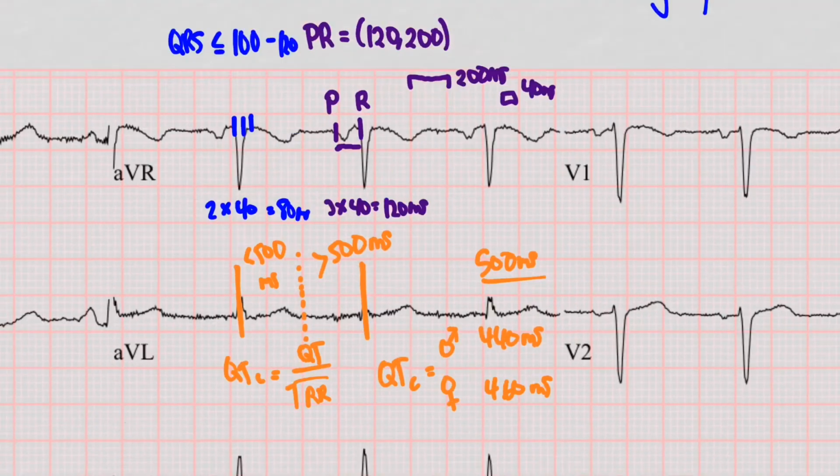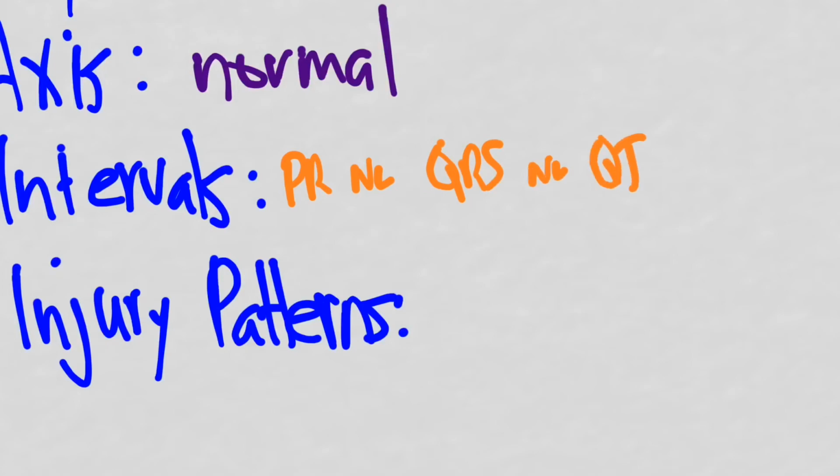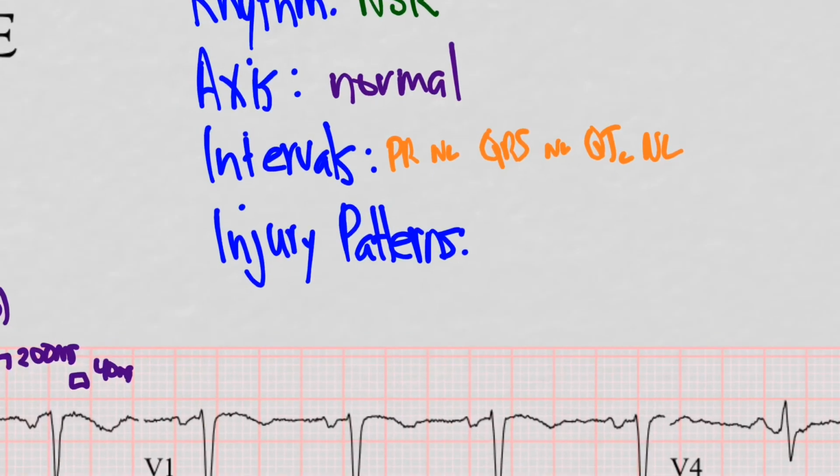So the intervals are all normal. Let's put down here: we had a PR, normal, the QRS, normal, and the QTC, normal. Then injury patterns, that's the last thing.